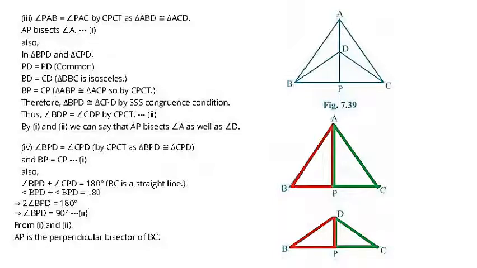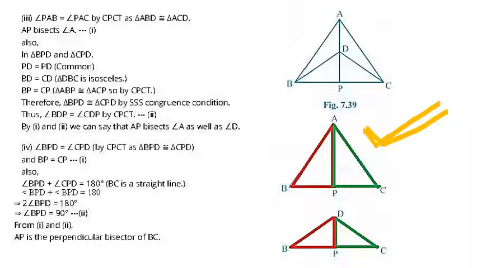Third part states that you have to prove that PAB, this over here, this is the triangle for the third part, and we have to show that angle BDP equals angle CDP, which can also be put as AP bisects angle A as well as angle D.